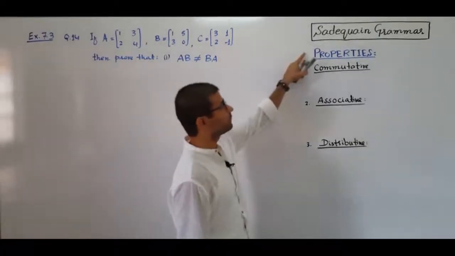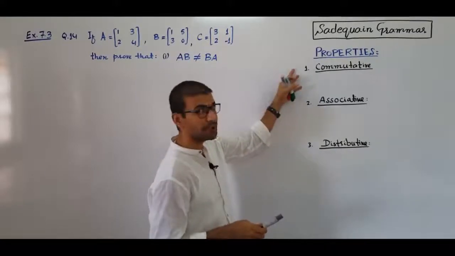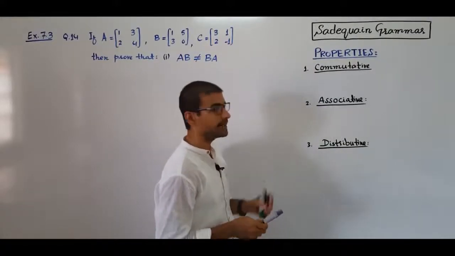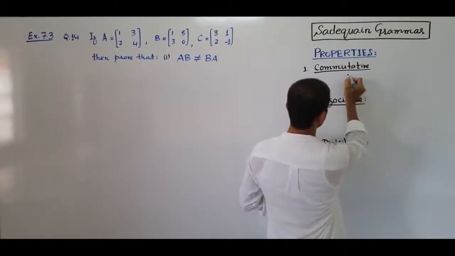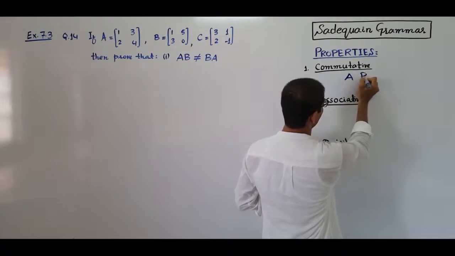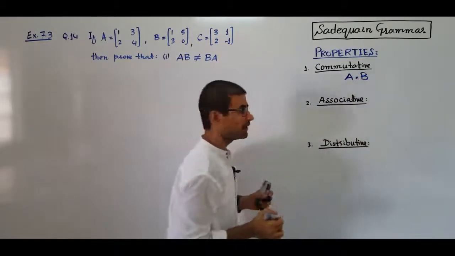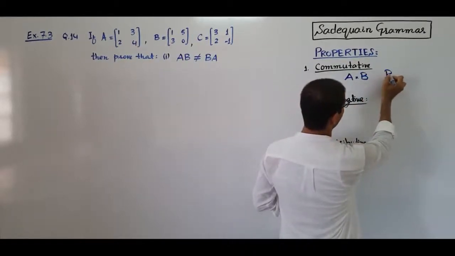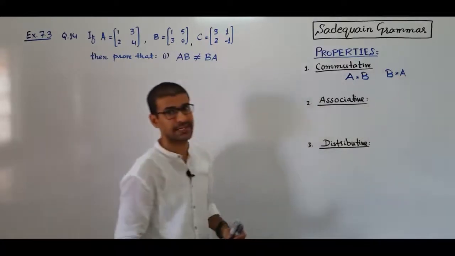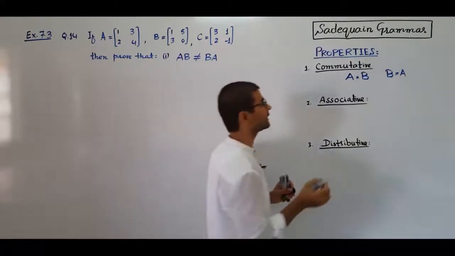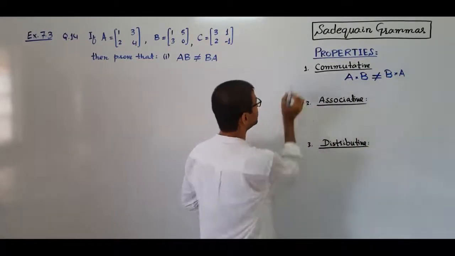Now students, we have properties of multiplication of matrices. We have three properties: commutative, associative and distributive. What is commutative? Commutative means first consider two matrices A and B. First multiply AB and then change their order, arrangement, B multiplied by A. Students, in matrices, multiplication is not commutative. AB is not equal to BA in general.